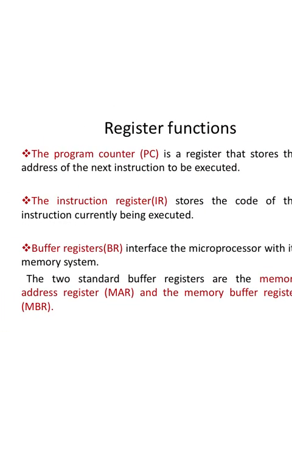Coming to register functions, there are a few register functions we will look into in this class. The program counter is a register that stores the address of the next instruction to be executed. The instruction register stores the code of the instruction currently being executed. The buffer register interfaces the microprocessor with its memory system. The two standard buffer registers are the memory address register and the memory buffer register.